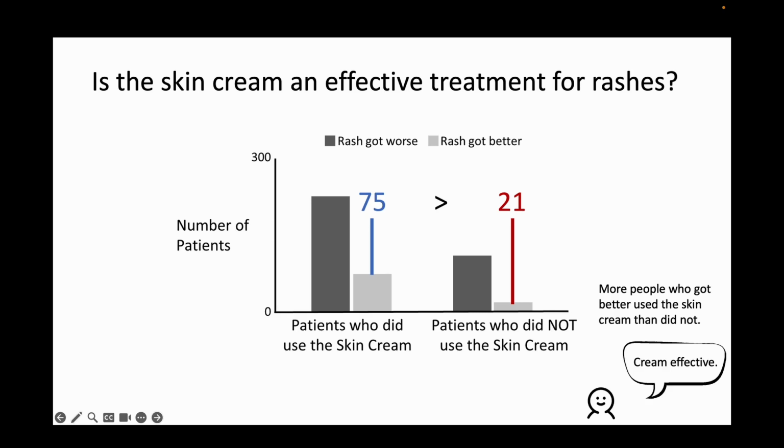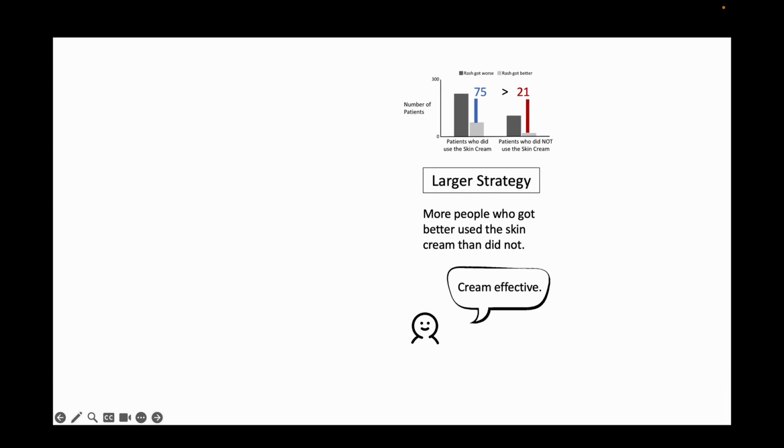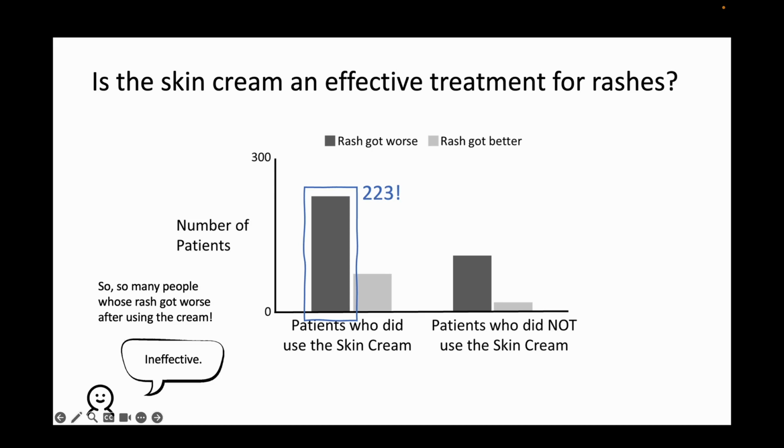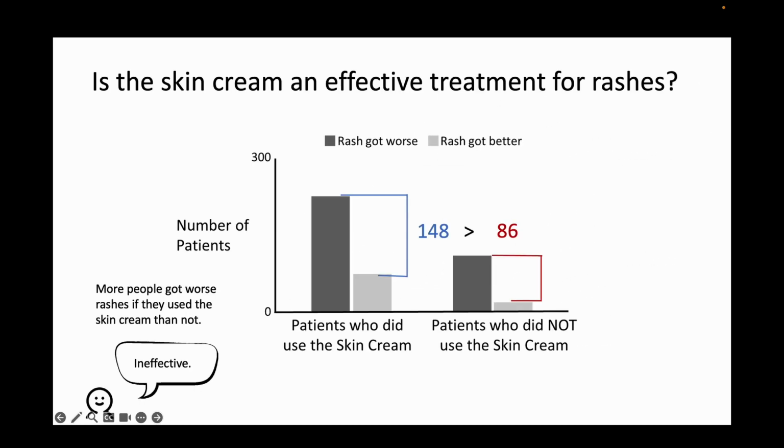You could have noticed that among the people whose rash got better, more of them did use the skin cream than not. This leads you to conclude that the skin cream is indeed effective at treating rashes. We'll refer to this strategy as the larger strategy. Maybe some of you used that strategy to solve this problem. But that is not the only strategy people can use. Alternatively, you could have noticed that there are so many people whose rash got worse after using the skin cream, and conclude that the skin cream is ineffective. We refer to this strategy as the biggest strategy.